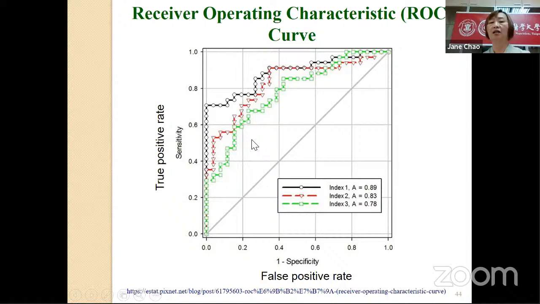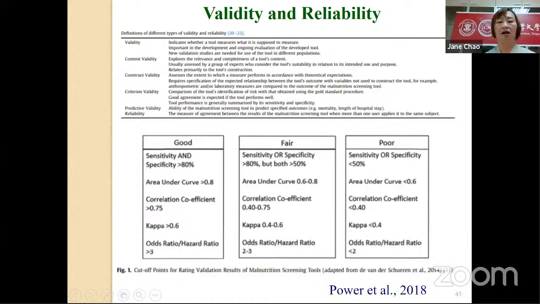Okay, so you can see the accuracy for the different lines is 0.89, 0.83, 0.78. That indicates one is better right now. And we do have different validity categories. There is good validity, fair validity, and poor validity. So we consider both sensitivity and specificity.